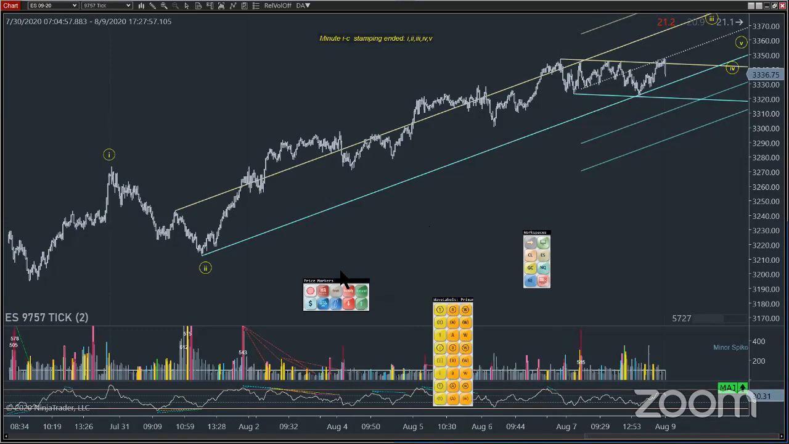All right, so let's see. That would give us wave 1 here. Expanded flat down for wave 2. 1, 2, 3, 4, truncated fifth. Yep. Right. 1, 2, 3, 4, 5. So 1, 2, 3, 4. 1, 2, 3, 4, 5.